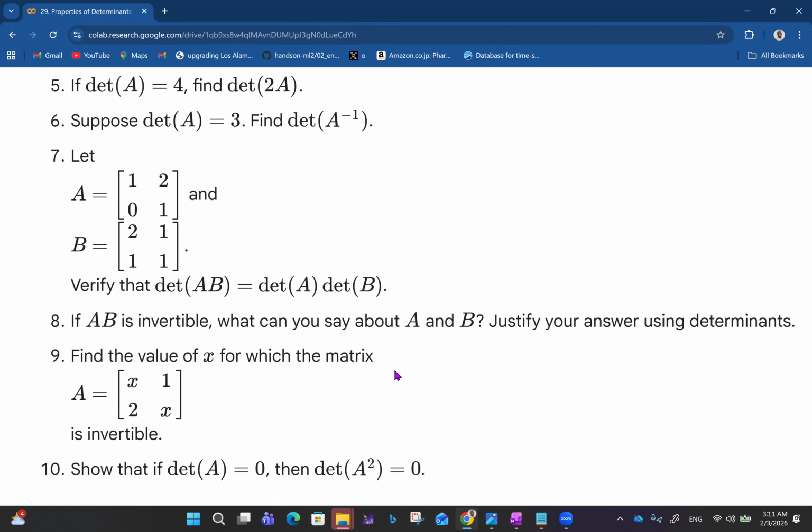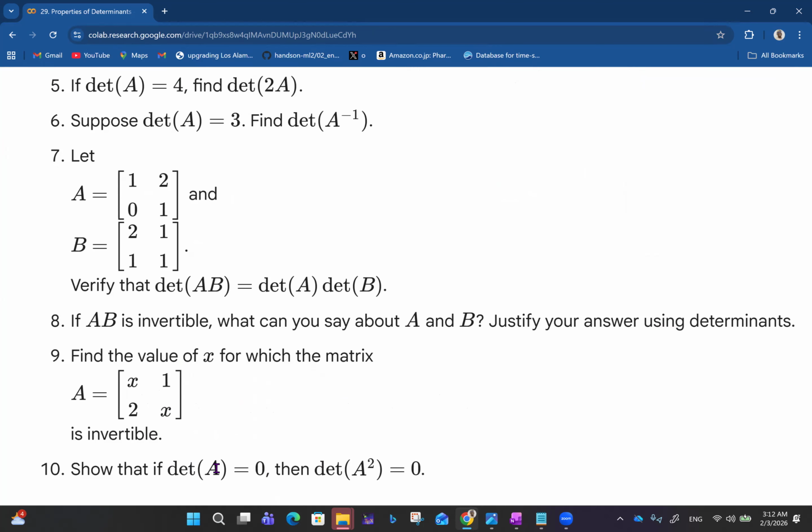So find the value of X for which the matrix is invertible. Okay, so that means X squared minus 2 is not equal to 0. So maybe you can find the value of X for which it is not invertible first. So X squared minus 2 is 0. That means X is equal to plus or minus root 2. So if X is equal to plus or minus root 2, then it means it has no inverse. So for X not equal to plus or minus root 2, it's always invertible.